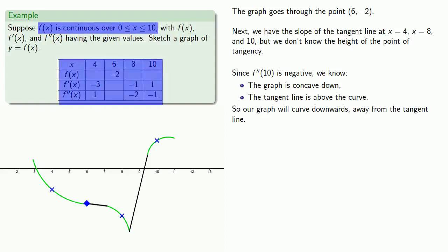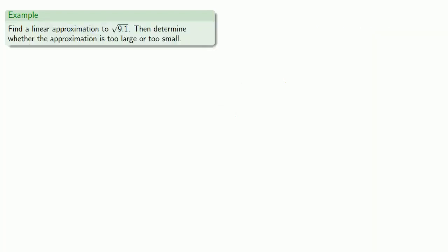But a little bit of weirdness is normal, and what we have is consistent with the given information, and that's the important thing. What about linear approximations? Say we want to find the linear approximation to the square root of 9.1, and then we want to determine whether our approximation is too large or too small. So we'll use the function f of x equals square root of x, and we want to approximate f of 9.1.